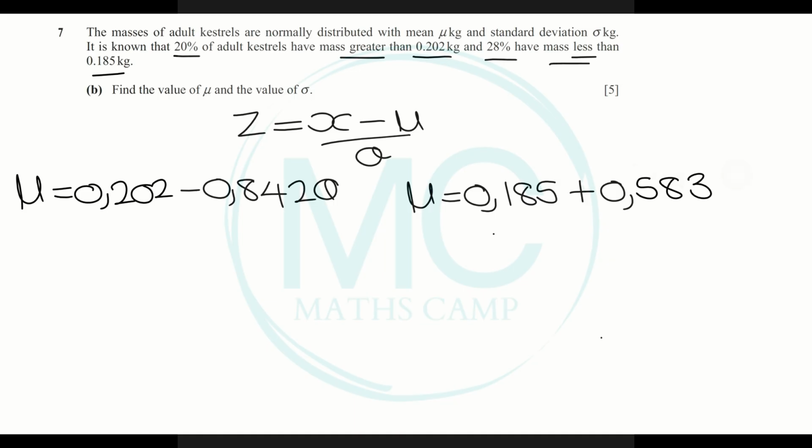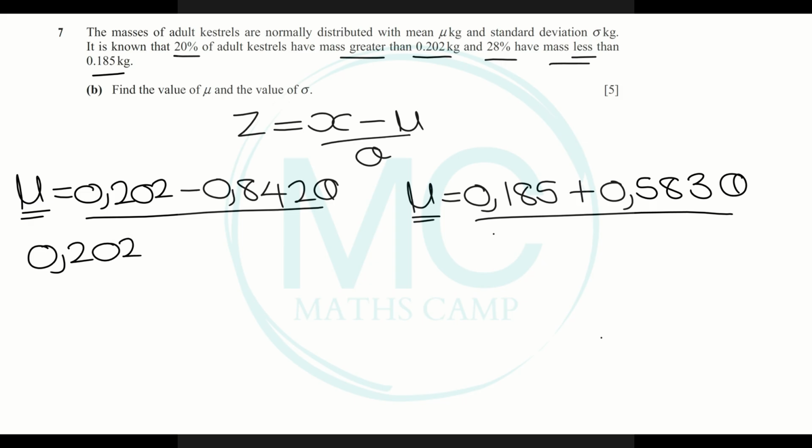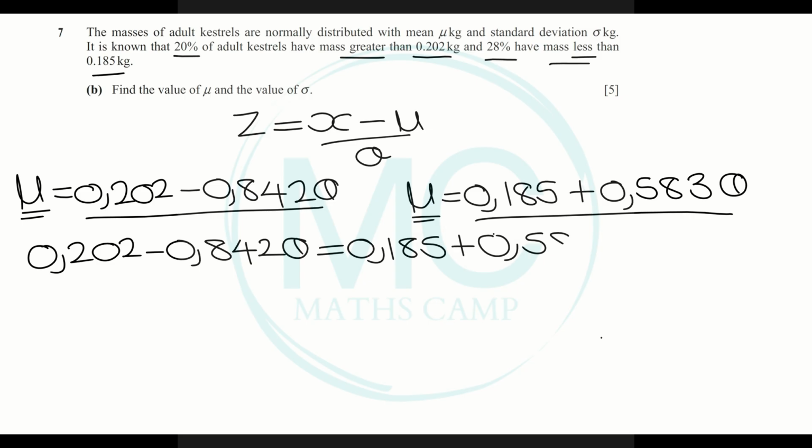0,583 sigma. Now the value of mu in this equation is the value of mu in this equation, which means that this equation is equal to this equation, and we can use this to find the value of sigma. I can say 0,202 minus 0,842 sigma is now equal to 0,185 plus 0,583 sigma. Let's put like terms on the same side of the equal sign.